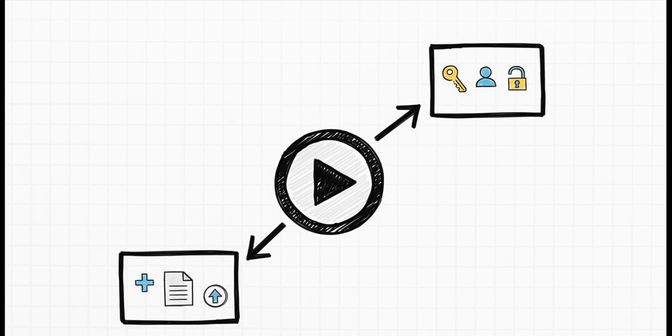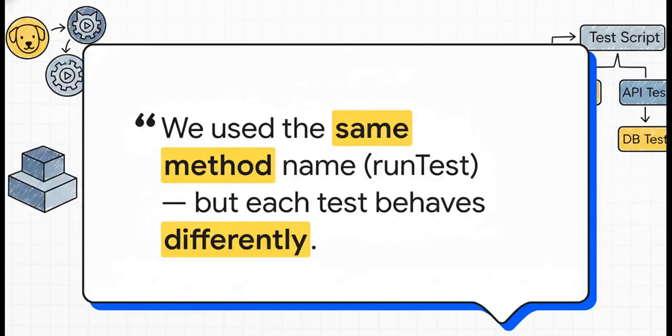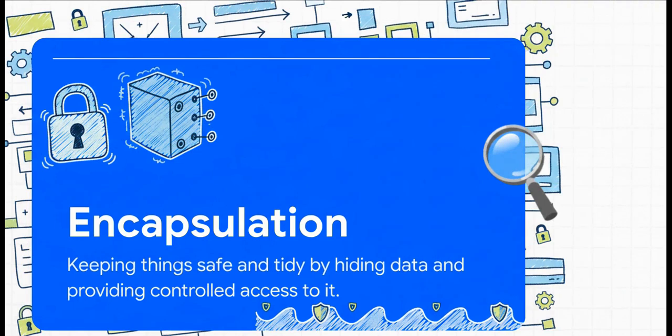So you have one name, but it can do a bunch of different things. Super powerful. The bottom line here is that this just makes our commands way simpler. We can just tell a whole group of different tests to run, and each one automatically knows the unique thing it's supposed to do. Okay, let's move on to our third superpower, encapsulation.